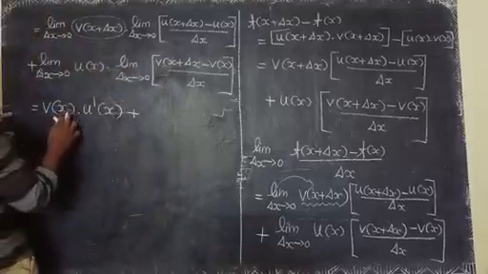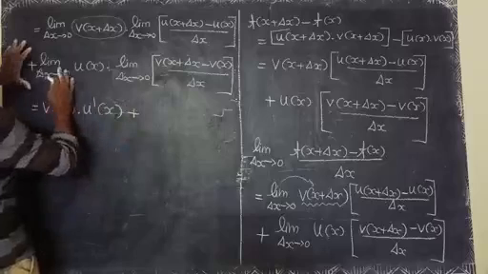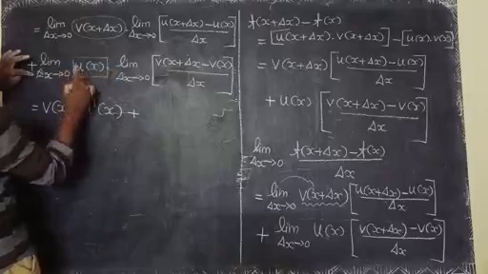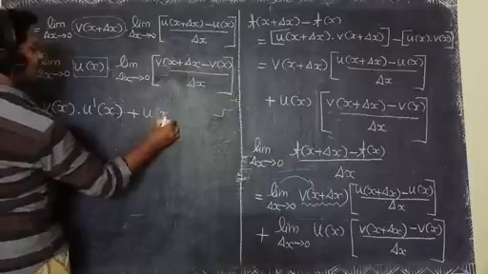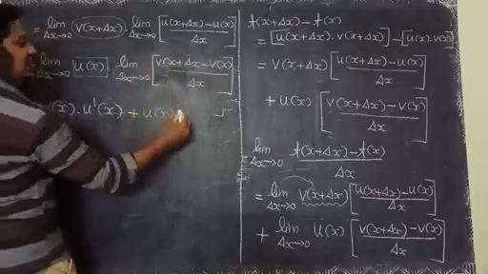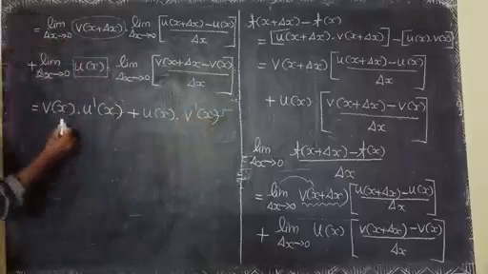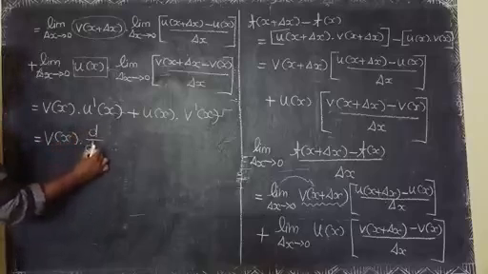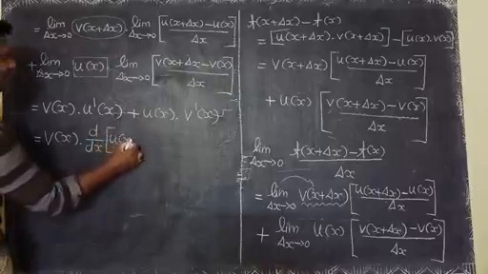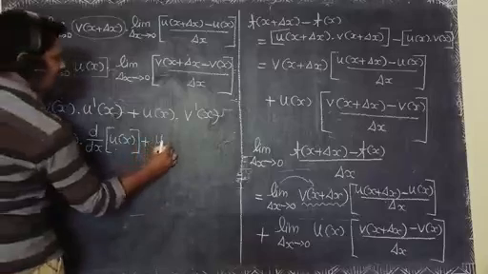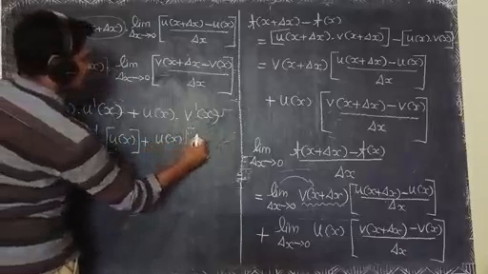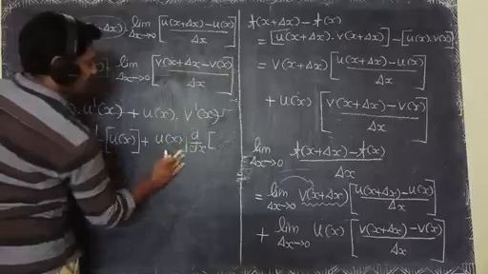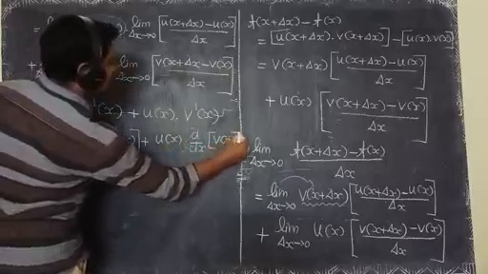Here v of x into u dash of x, plus, as del x approaches 0, the function is u of x, that means u of x into v dash of x, which can be written as v of x into d by dx of u of x, plus u of x into d by dx of v of x.